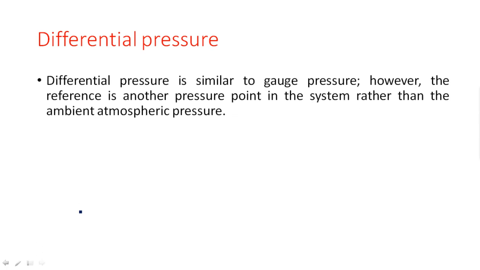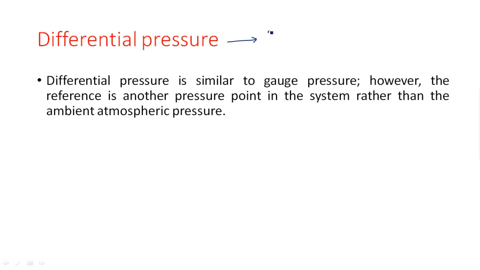And the third type of pressure measurement is differential pressure measurement. Differential pressure is similar to gauge pressure. However, the reference is another pressure point in the system rather than ambient atmospheric pressure. By seeing the name, you can easily understand. Differential means there are definitely two pressure measurements. One is the reference point and another is the pressure of our interest, whatever we are calculating.